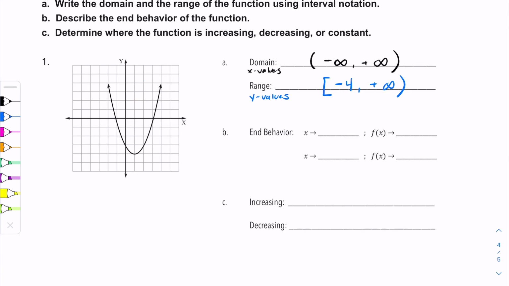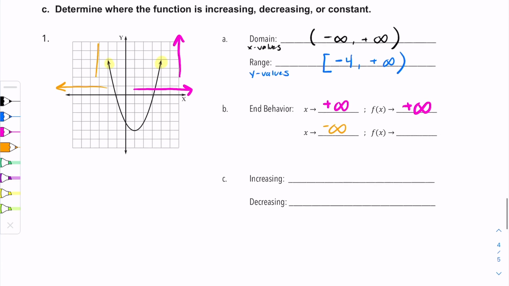End behavior is the actual end of the graph. So as x heads towards positive infinity, the graph heads up, so it is also heading towards positive infinity. And as x heads towards negative infinity, the graph is still heading up towards positive infinity.